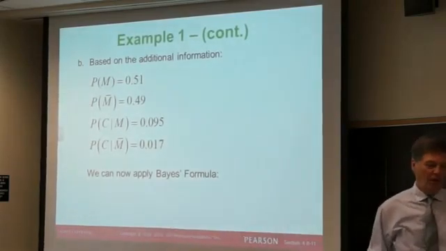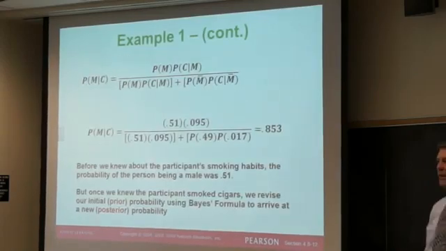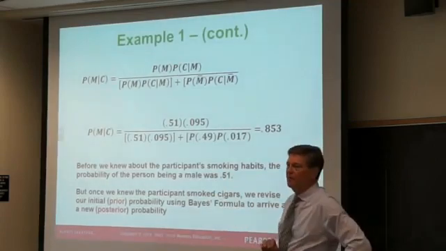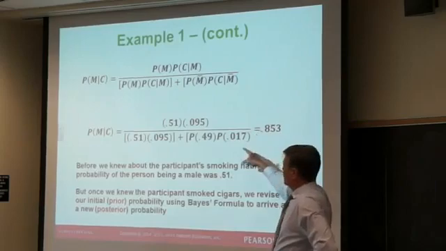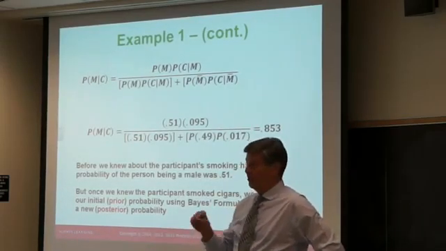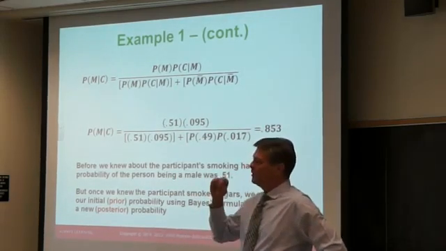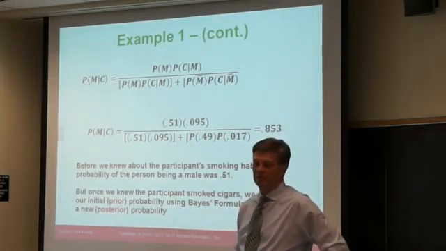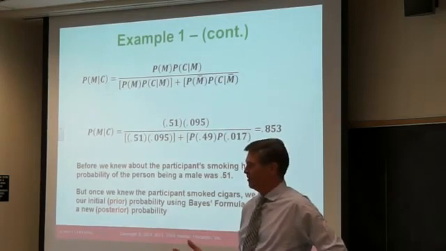Now I claim I've got all the numbers I need to plug it into Bayes' formula. You can trust me on this, don't try to write down all the notes. It's up there on the PowerPoint. But if you plug those in to the formula, you get 0.853. So our probability that that person is a male has gone from 0.51 to 0.853, our posterior probability. We got extra information, we update our probability. All right? Makes sense, doesn't it? Of course it makes sense. It's math.